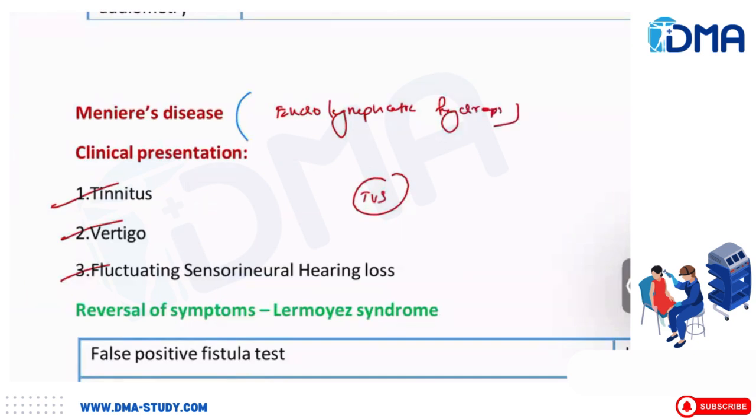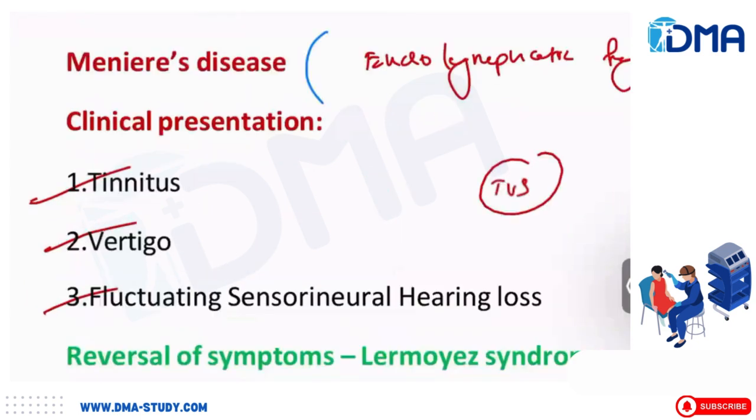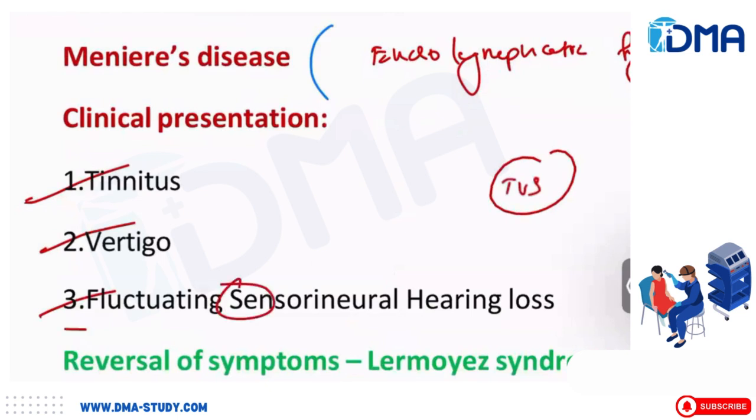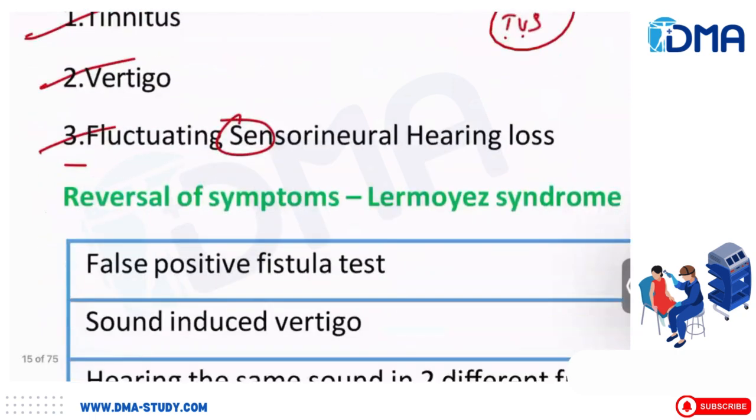What are the symptoms for this patient? The patient will have tinnitus, vertigo, fluctuating sensory loss. Remember, it is TVS: tinnitus, vertigo, sensory loss. TVS should be the order in which the patient gets the symptoms. If sensory loss comes first, that is not acceptable.